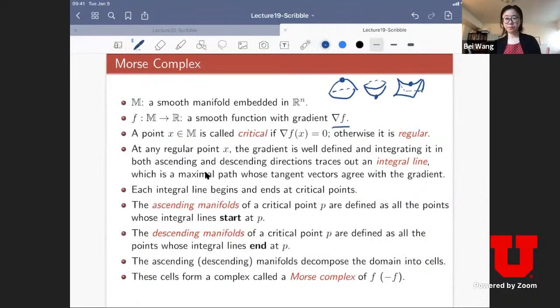So one thing we need to talk about is what's called an integral line. At every regular point, the gradient is well-defined, and integrating it in both ascending and descending directions will trace out what's called an integral line, which is a maximal path whose tangent vector agrees with the gradient. So what does that really mean? Let me show you a picture.